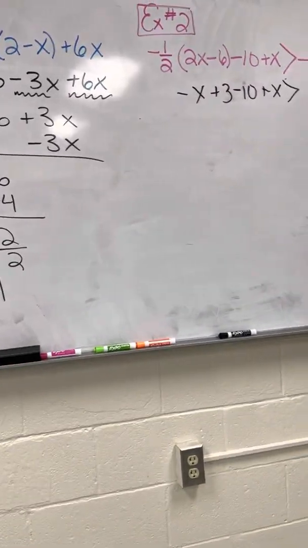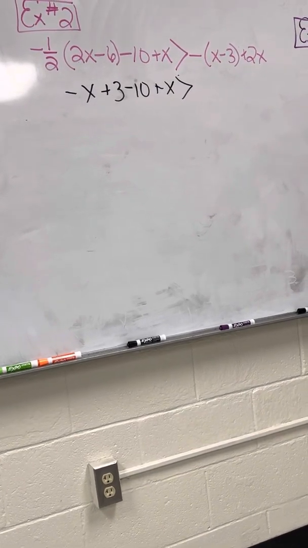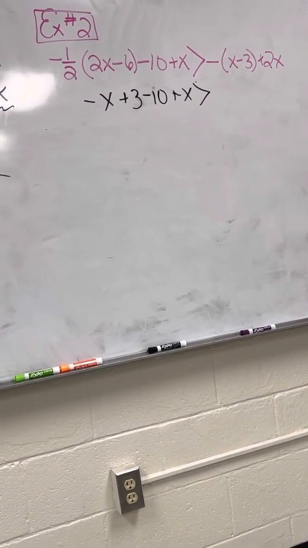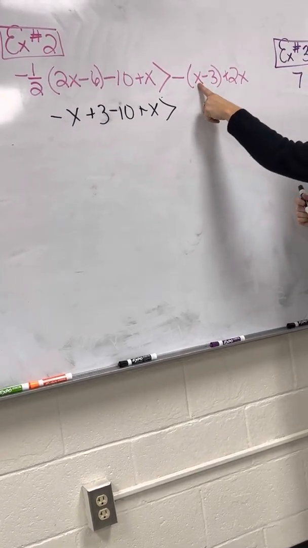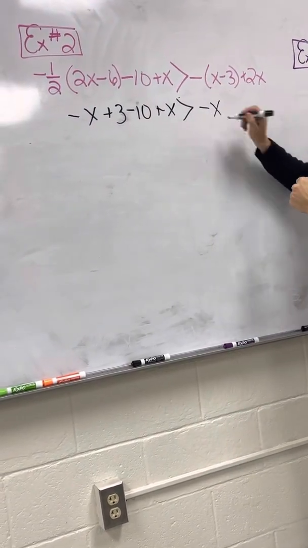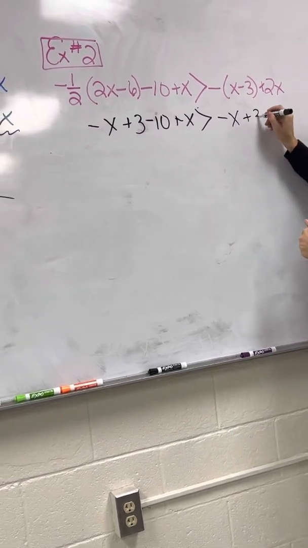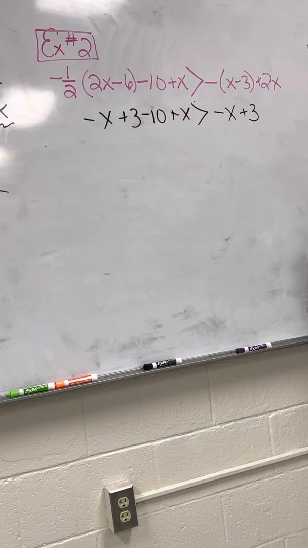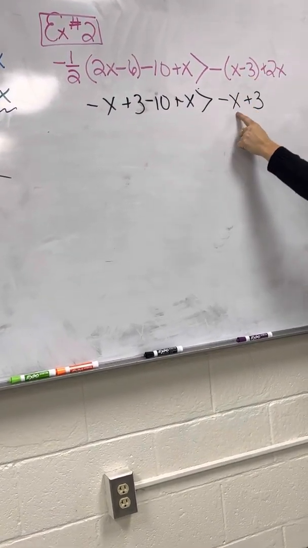On the right-hand side, I'm multiplying by a -1. When you multiply by a -1, it's basically like changing the signs. So this x is a positive, it's now a negative. This 3 is a negative, it's now a positive. If that doesn't make sense to you, we can say -1 times +x gives me -x.